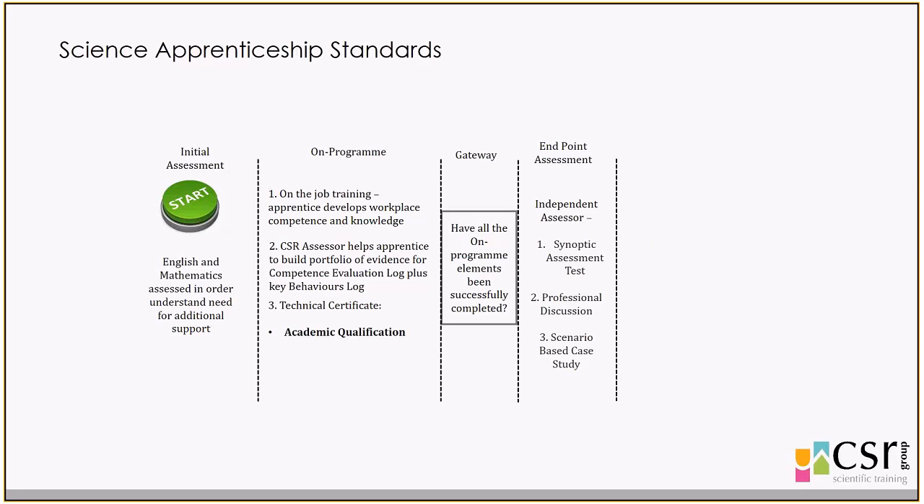After that, there's a professional discussion, where a conversation is had between the independent assessor and the individual. And then finally, a scenario-based case study, where we look for their ability to apply what they've learned to unfamiliar settings. Once all of that has been completed and the individual has finished all of the on-program elements and the endpoint assessment, then they have finally completed. That might take somewhere around 24 months for a level 3 program or around 36 months for a level 5 program.